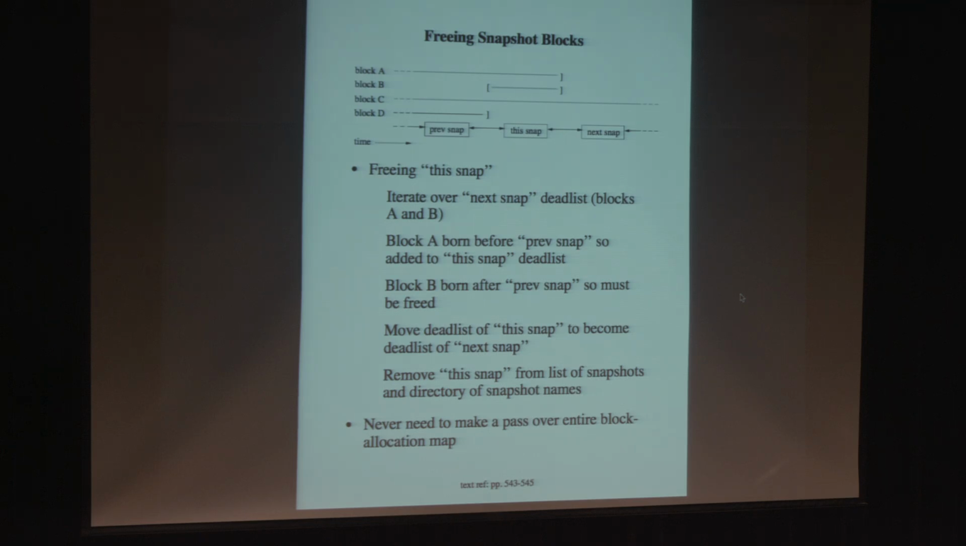These are the things we don't care about anymore, and we pass it down the line. And so it'll now be hanging off along with block D from previous snap. Okay, notice in this picture, at no time did I ever say, and then we make a pass over the block allocation map. This is key. We don't have to do that, unlike things that came before us.